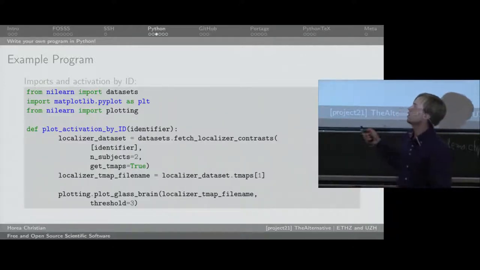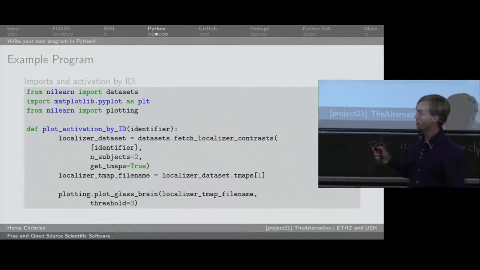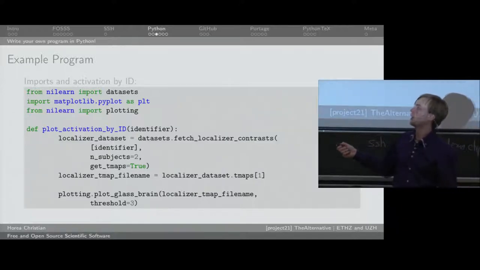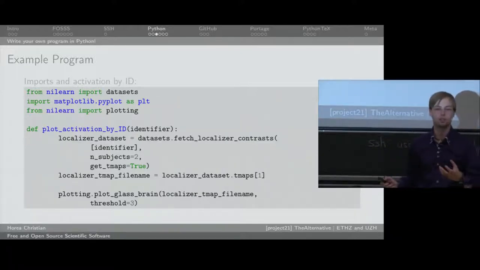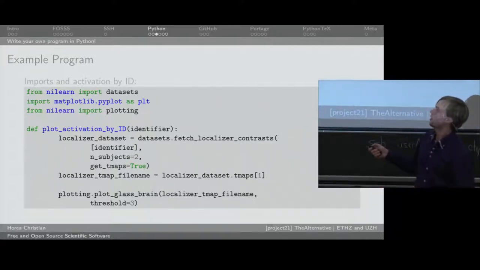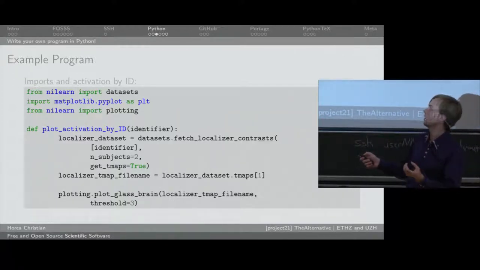Yeah? We're going to give it just one argument, which is the identifier. Yeah? Based on this identifier, it's going to create a variable, which we're going to call the localizer dataset. It's practically going to be an array, which shows where in the brain activation takes place. And this array is going to be taken from the datasets, which we imported up here, from the datasets which ship with NILearn. It's going to fetch the localizer contrast.